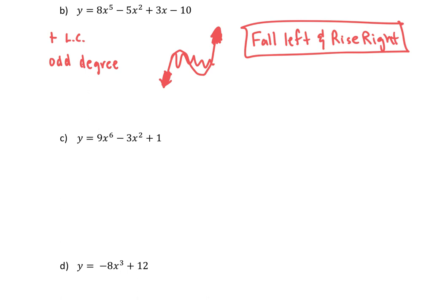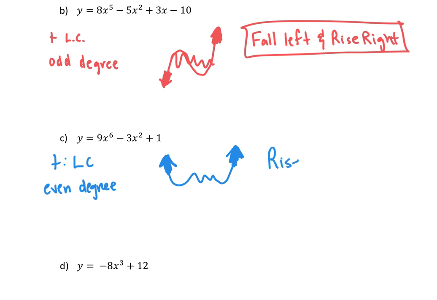Okay, next one. We have a positive leading coefficient and an even degree. Okay, so that means, I don't know what's happening here, but it doesn't matter. We're worried about these end behaviors. So in that case, we are going to rise left and right.